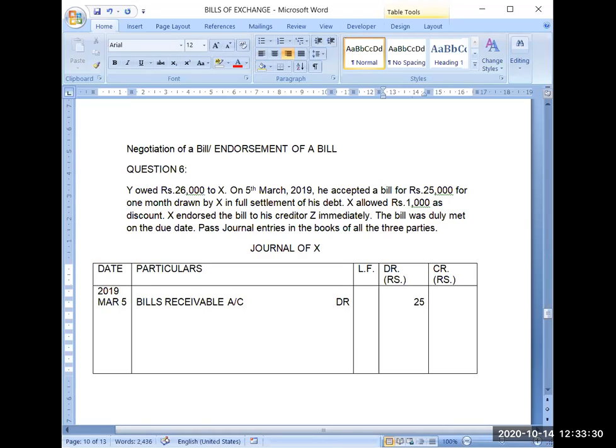So first I will debit the bill 25,000. And because X will be giving the discount, discount allowed account debit 1,000. And then we will credit Y, to Y, rupees 26,000. This will be the journal entry when Y has given the acceptance on the bill.